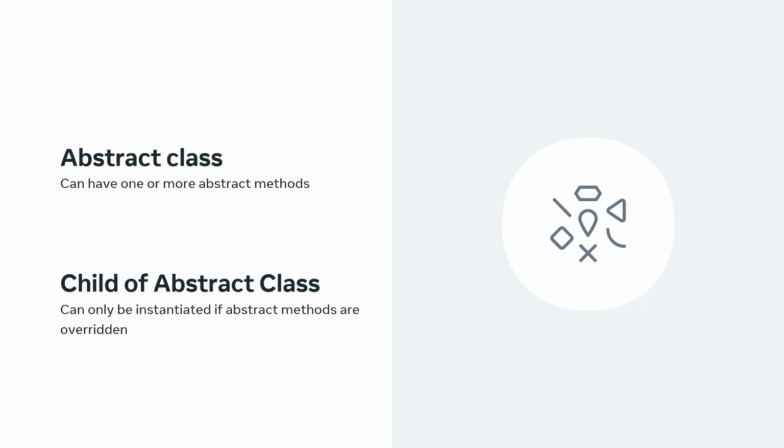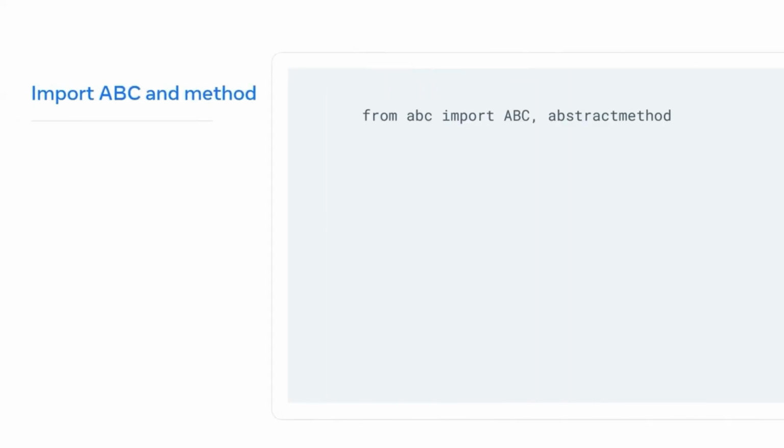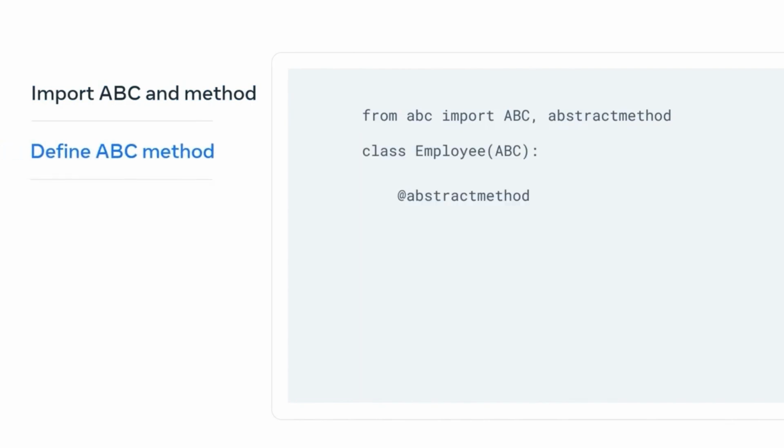With that in mind, imagine a scenario in which an employer wants to collect donations from employees for a charitable cause. With your newfound knowledge, let's write some code to make that possible. First, I import the ABC module and its abstract method. Then I create the employee abstract class that calls abstract method to define a method called donate. Note that there's no implementation for this method here.